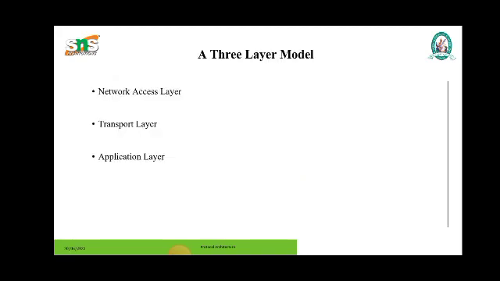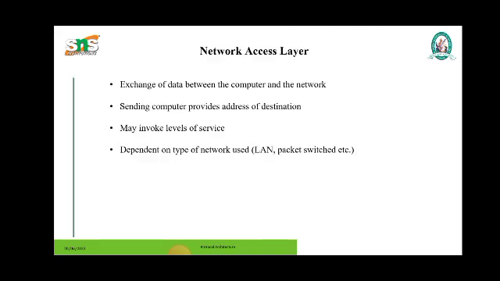The three main layers for protocol are the network access layer, transport layer and application layer. In the OSI model there are basically 7 layers available. They are the physical layer, data link layer, network layer, transport layer, session layer, presentation layer and application layer. Out of these 7 layers, these 3 layers play a major role. Now we are going to see about the network layer.